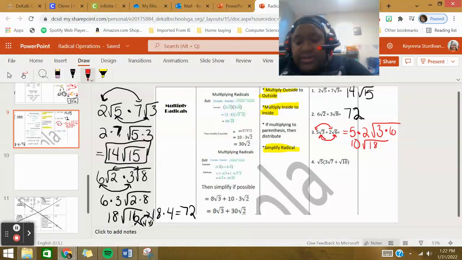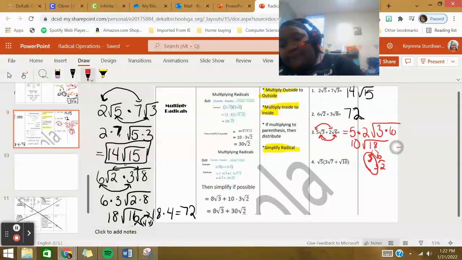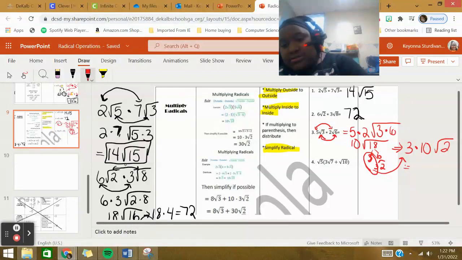18 can actually be simplified. So you actually have 3 times 6, and then 6 breaks down to be 3 times 2. So you've got a group of 3 here. You'll get 3, because I'm pulling this 3 out, times 10, because the 10 was already there from when I multiplied earlier, and then square root of 2. And again, simplify this. So you'll get 3 times 10 is 30, and then times the square root of 2. That's your final answer for this one.